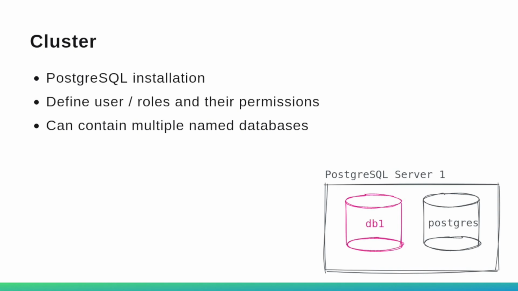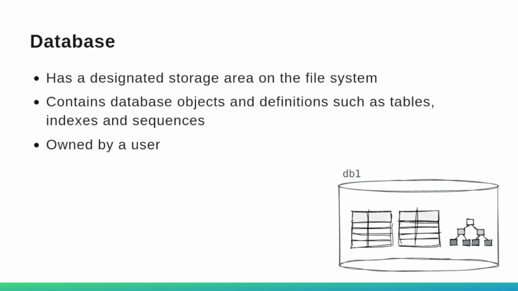So let's start with a cluster. A cluster is basically a Postgres installation on a server. Inside the cluster, we can have multiple named DBs, and the cluster defines the users, the roles, and their permissions. So a database, when we say a database, we basically mean a designated storage area on the file system that contains the definitions of our database objects. And when I say database objects, I mean tables, indexes, sequences, views, materialized views, and so on.